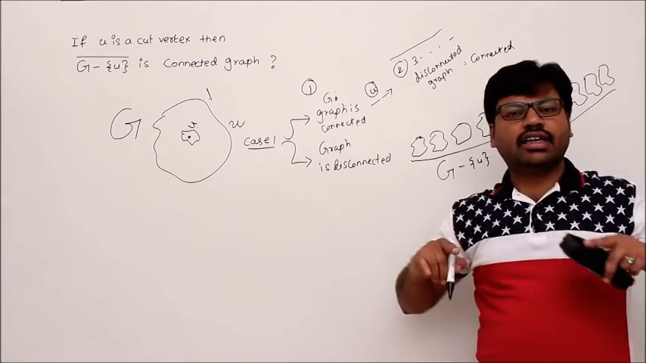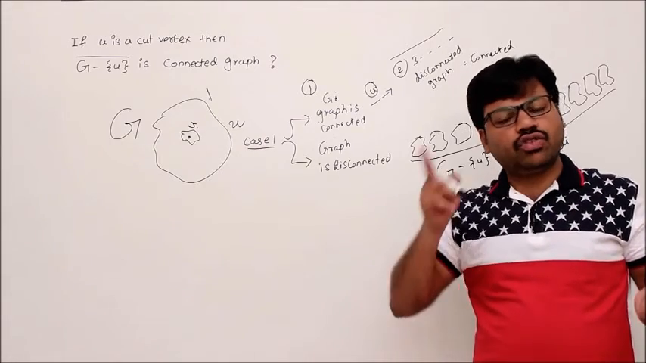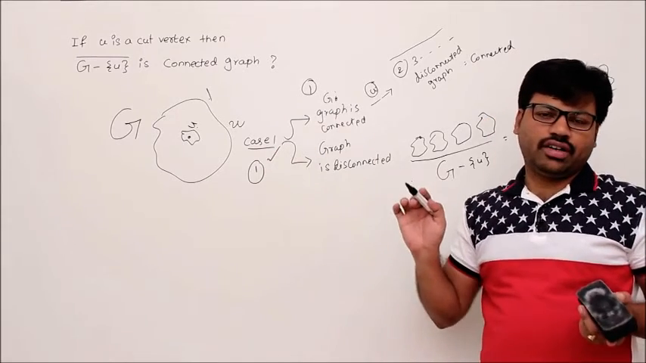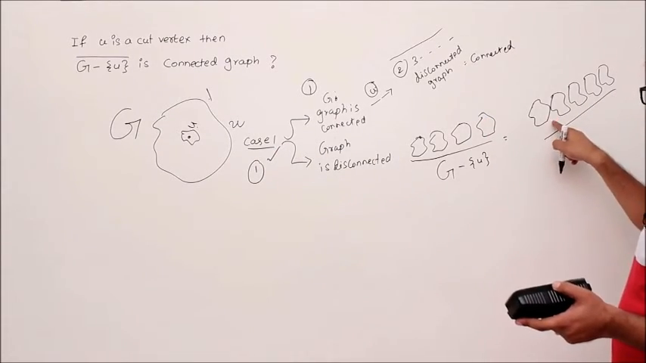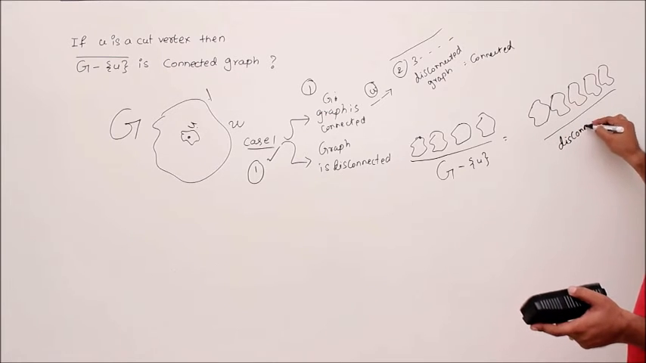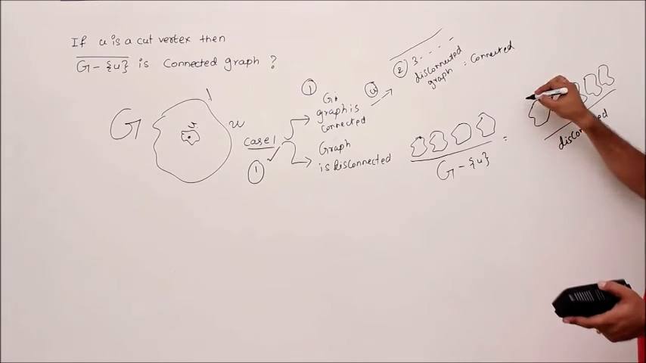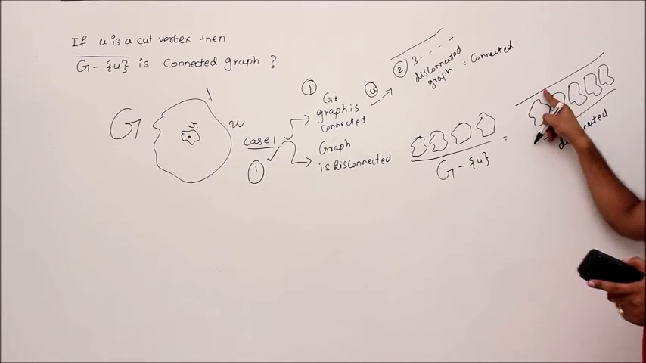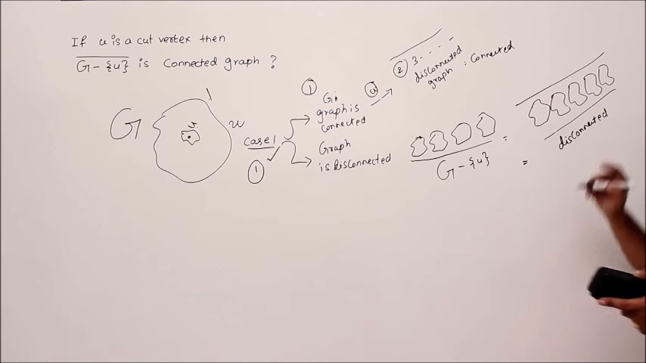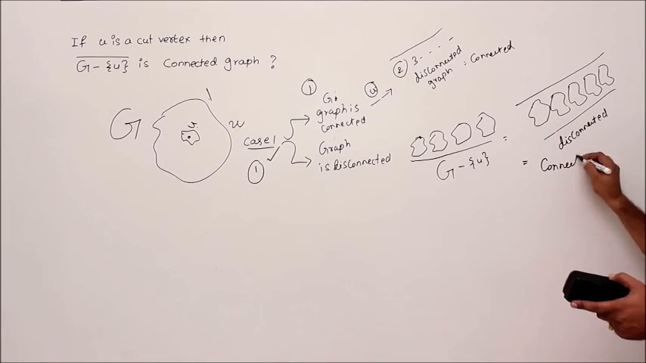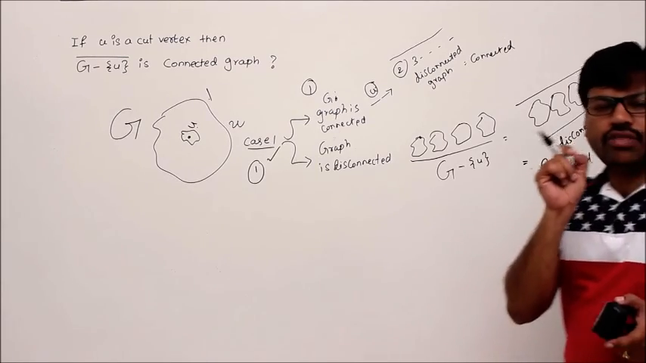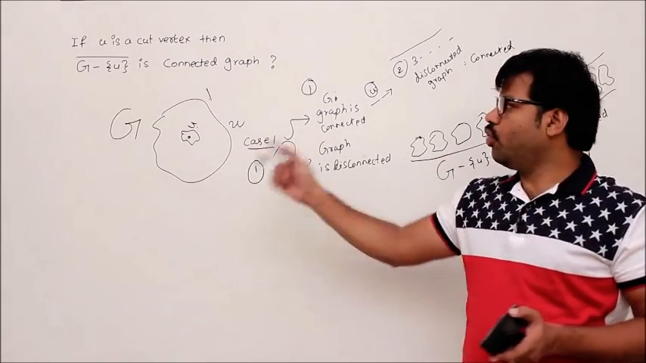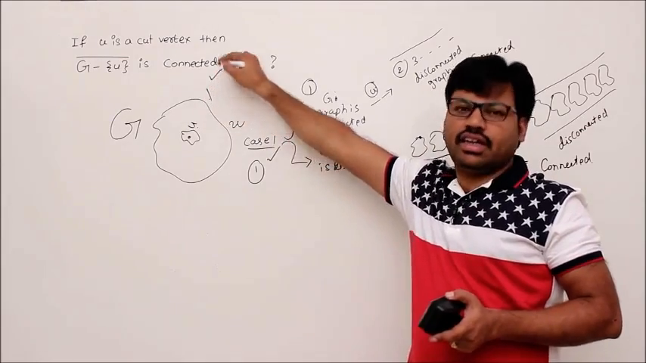Why? When connected components are increased, then definitely the graph should be disconnected, because a connected graph contains only one connected component. So when the graph is disconnected, and you are applying the complement after G minus U, that means we are computing such a disconnected graph's complement. A disconnected graph's complement is connected. So we already proved it, right? Using this one concept, that any disconnected graph's complement is connected, we are proving that G minus U whole bar is always connected.